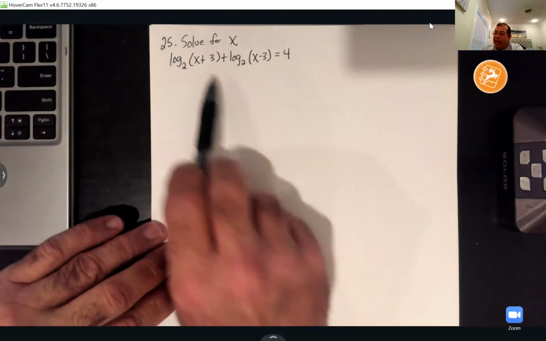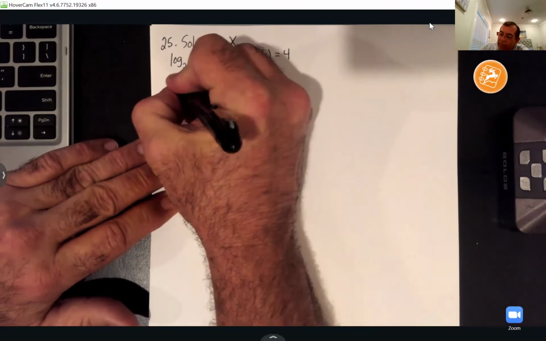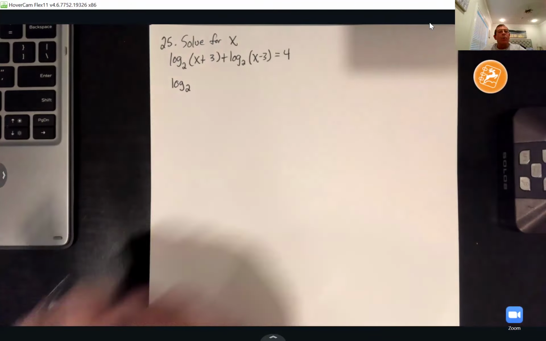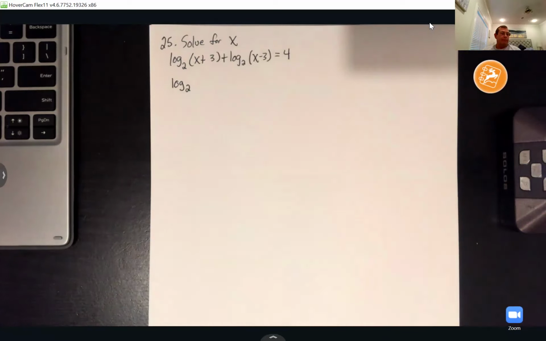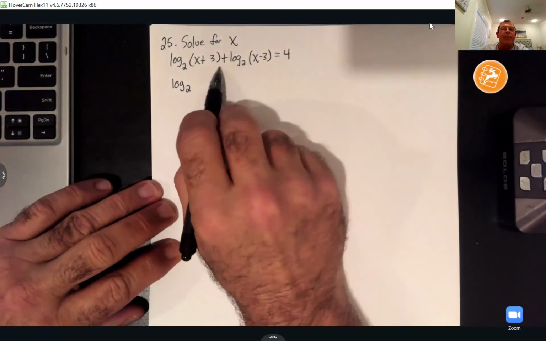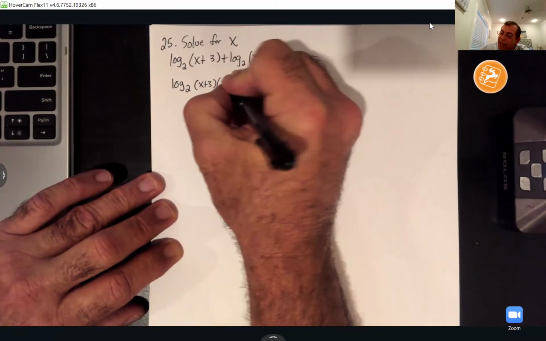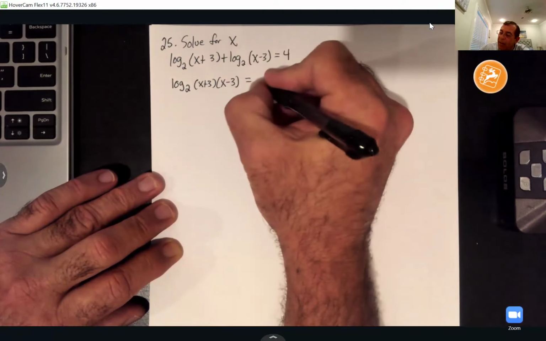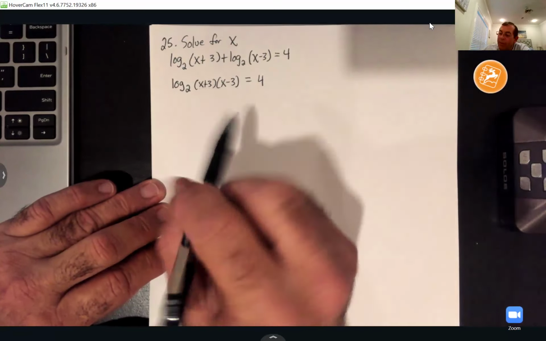All right, y'all. So I got to combine the left side into a single log. So will I rewrite this one as a product or a quotient? Okay, good job. It's a product because they're being added. So the x plus 3 times the x minus 3. All of that equals 4. Now I'm going to do one more step and actually FOIL this.